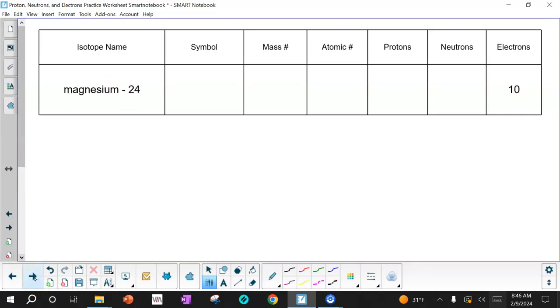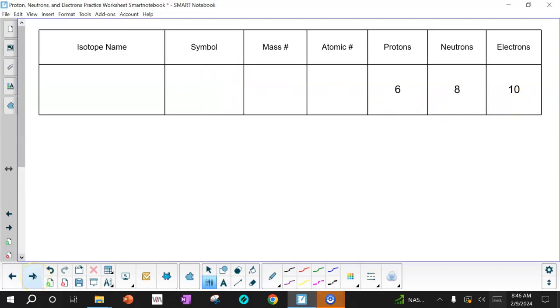Magnesium 24. So let's see. I know that magnesium has an atomic number of 12. There are 12 protons, 12 neutrons. Mass is going to be 24. Symbol Mg, 24, 12. I have 2 more protons than electrons, net charge 2 plus.